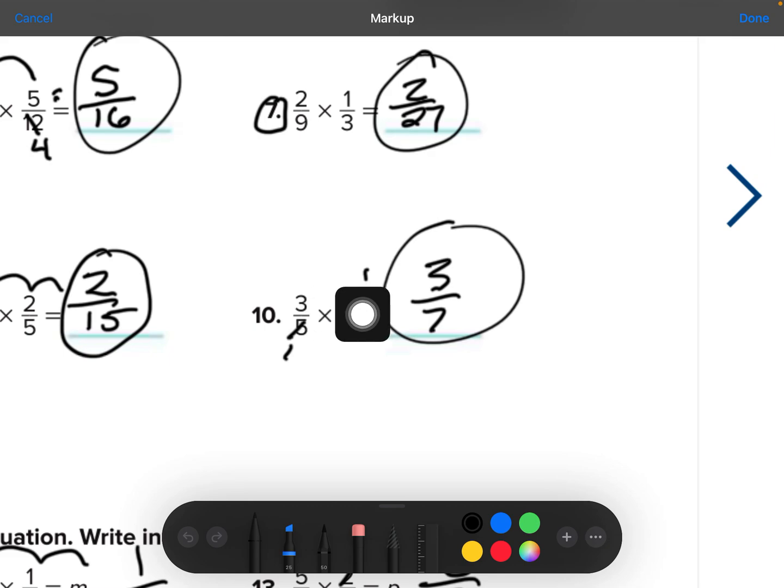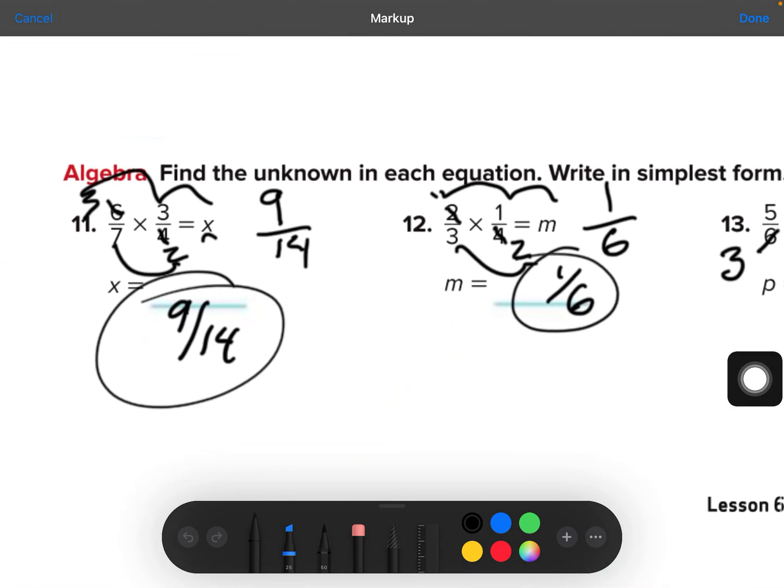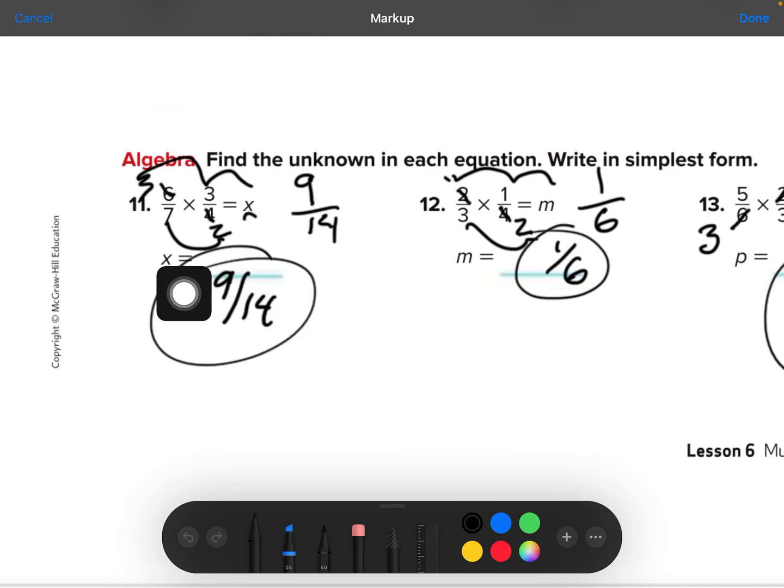3 times 1, oh, this is where we simplified the 5s. We can each put a 5 into each of them. 3 times 1 is 3, and 1 times 7 is 7, so that is our simplified answer.